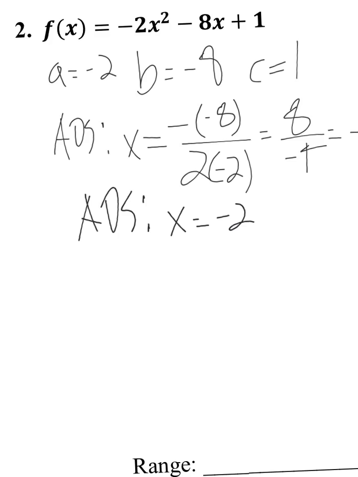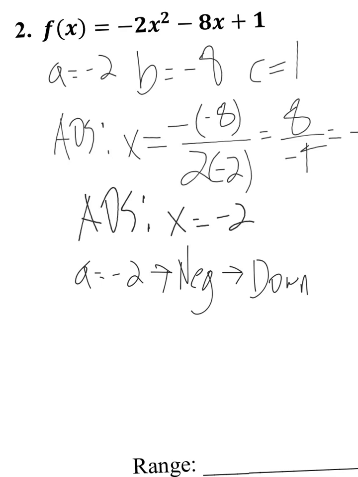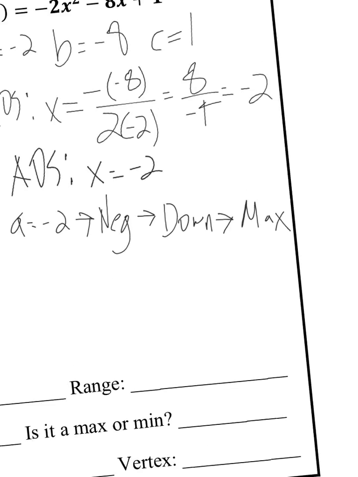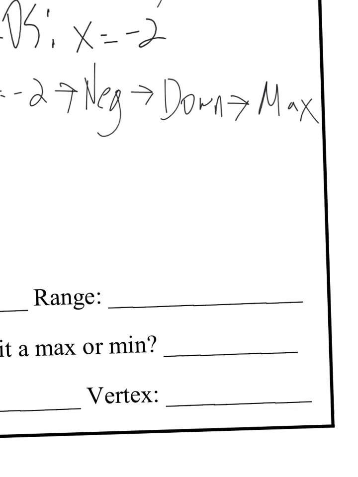So is it a max or a minimum? If a equals -2, that's negative, and if it's negative, that means it's going to open down. And if it's opening down, then that's going to be a max because the vertex will be the highest point. So I'll say, is it a max or min? It's down, so it's a max.